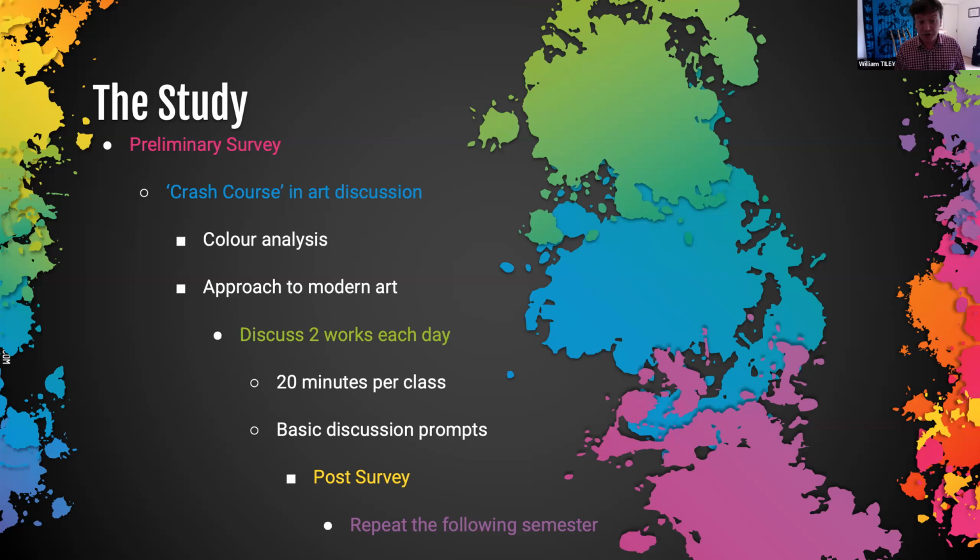After this crash course, we then discussed 2 works each day. It took about 20 minutes per class, so it worked quite nicely as a slightly extended warm-up. I did give students basic discussion prompts just to point them in the right direction and get them thinking in more productive ways. Then after 2 weeks, I gave them a post survey. And I repeated this the following semester. I did this across 4 classes, which gave me a total of about 58 students all in.